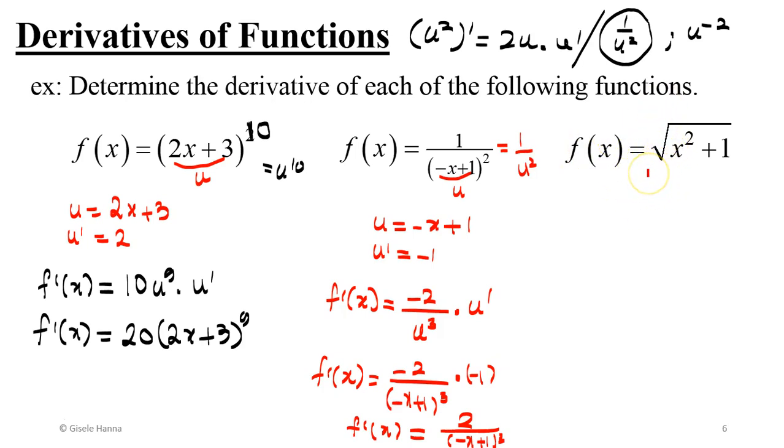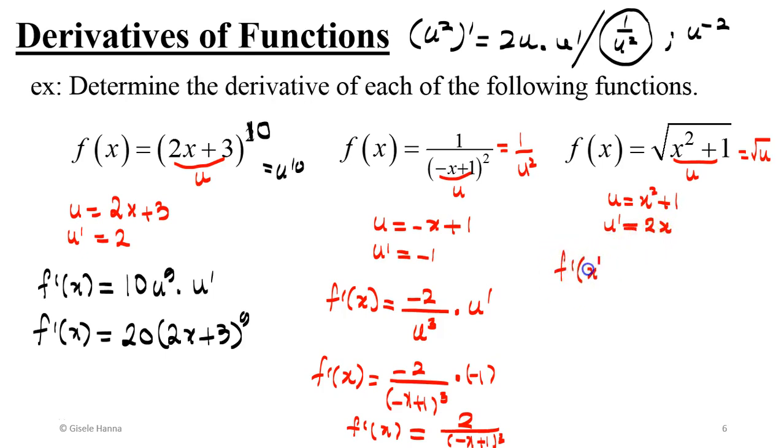Now, again, the first thing you need to ask yourself is, which form is this function taking? By looking at this function, I know that it's in the form square root of u, where u in fact is x squared plus 1. Now, what is the derivative of x squared plus 1? u prime would be 2x, because I drop exponents and subtract 1 from the exponent for x squared, and then plus 1, that's a constant, its derivative is 0.